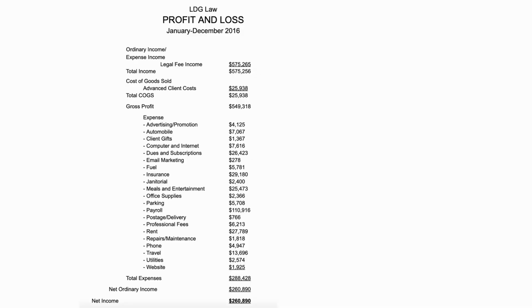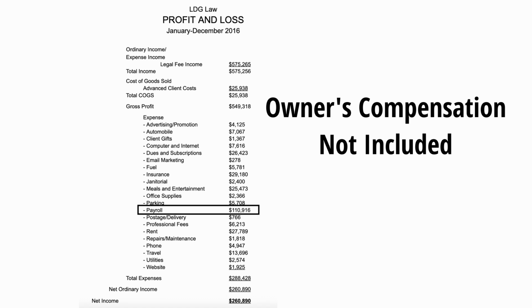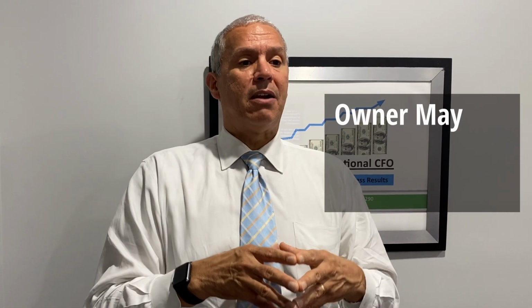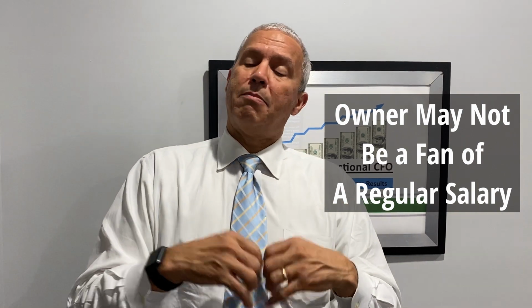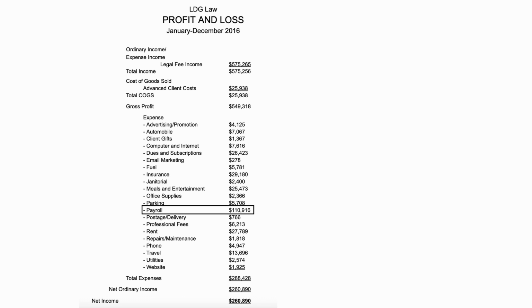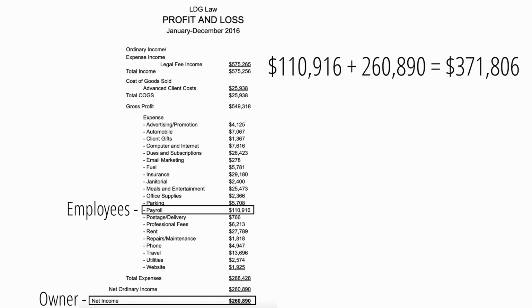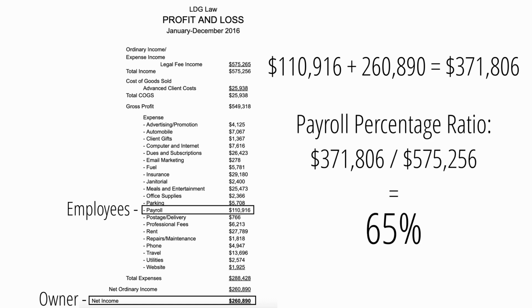As a more in-depth review of this financial data will show, the owner of this firm records only $110,916 as a payroll expense, which may not include their personal compensation together with support staff. This particular owner may be a fan of not taking a regular salary and instead may pay themselves in one big payment at year's end. For the purposes of this exercise, we will presume that the firm has employees that comprise the $110,916 of payroll expenses, and that the owner will compensate themselves the net income for a total compensation of $371,806. This is a ratio of 65%.